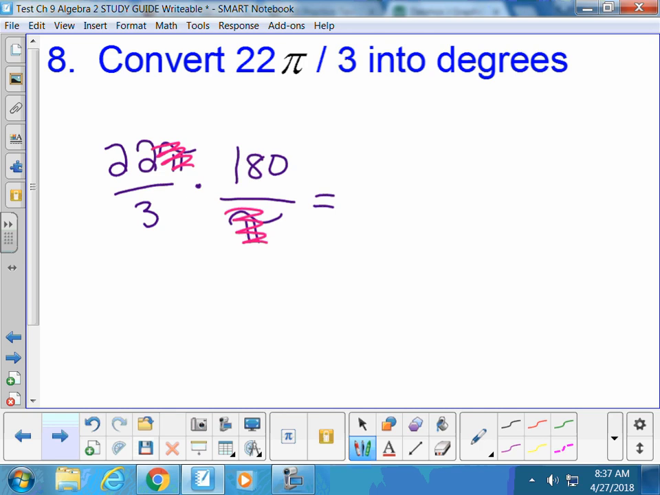22 divided by 3 times 180. That's a big answer. 1,320. And that's in degrees now. Put your little degree symbol.